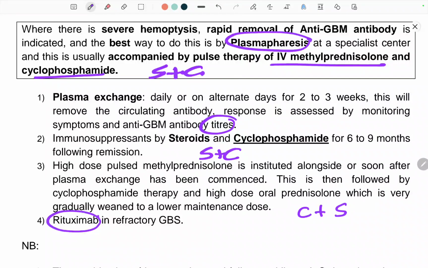Rituximab in refractory GBS. So mostly plasmapheresis, steroid plus cyclophosphamide, then plasma exchange, then rituximab. This you have to remember.